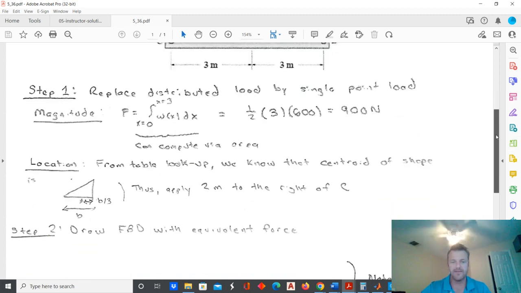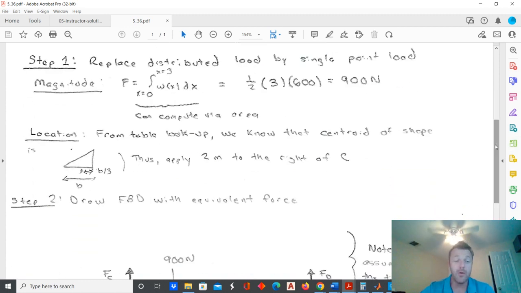So if you have any questions of how I determine that, feel free to let me know. Again, at this point, that's just something that you look up from a table, since we haven't talked about how to integrate in order to compute the centroid.